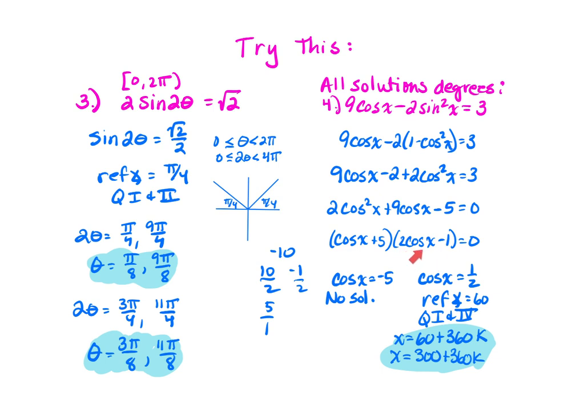When I set this factor equal to 0, I get cosine of x equals 1/2. That gives me a reference angle of 60 degrees. That's where the x-coordinate is a half in the first quadrant. Since cosine's positive, I know I have an answer in the first and the fourth quadrant. It's 60 and 300 degrees. And then since I'm solving for all solutions, I add 360 times k, where again, k is an integer.